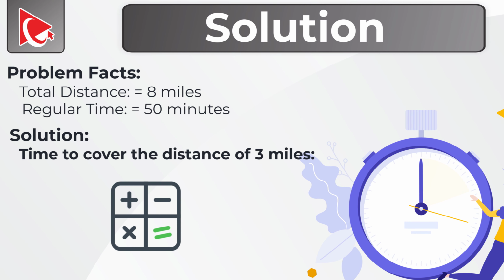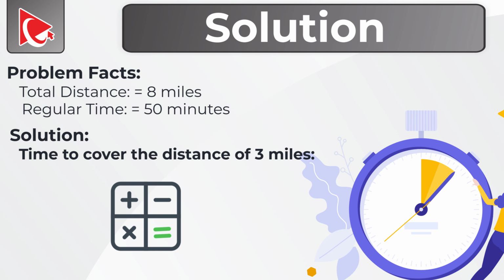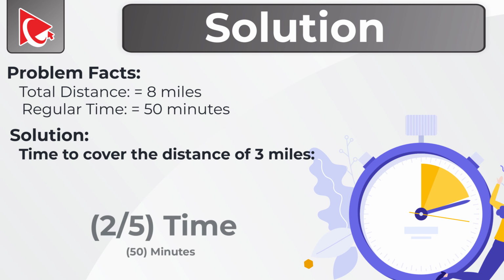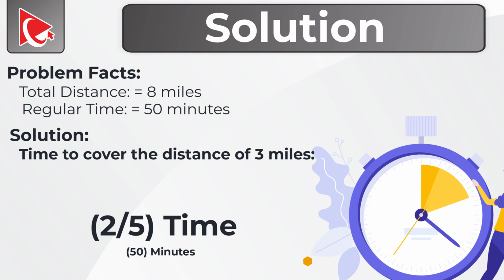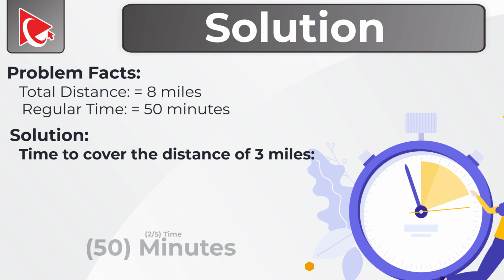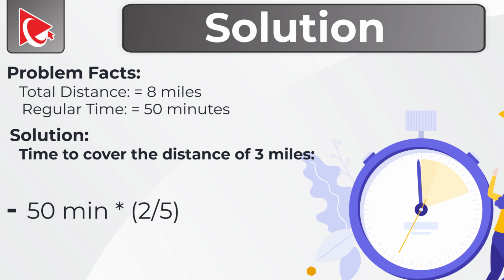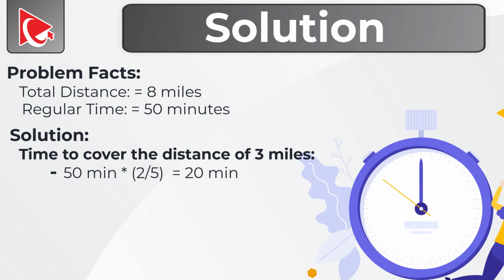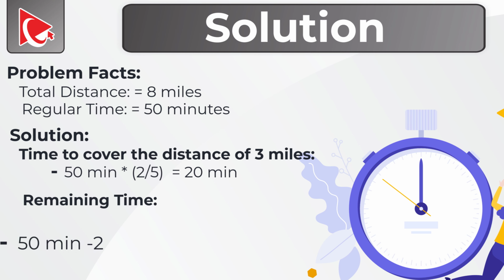Let's first calculate how long it took for Anisha to cover the distance of 3 miles. We know that it took her 2/5 of the regular time, and regular time is 50 minutes. To calculate it, we need to multiply 50 minutes by 2/5, which would be equal 20 minutes. So the remaining time for her to cover the remaining distance would be 50 minutes minus 20 minutes, which would be 30 minutes, which would be half an hour.